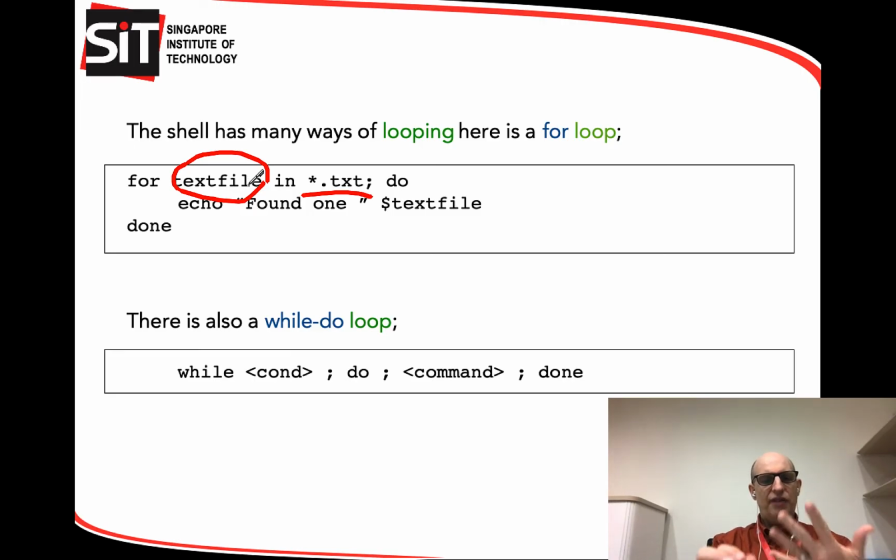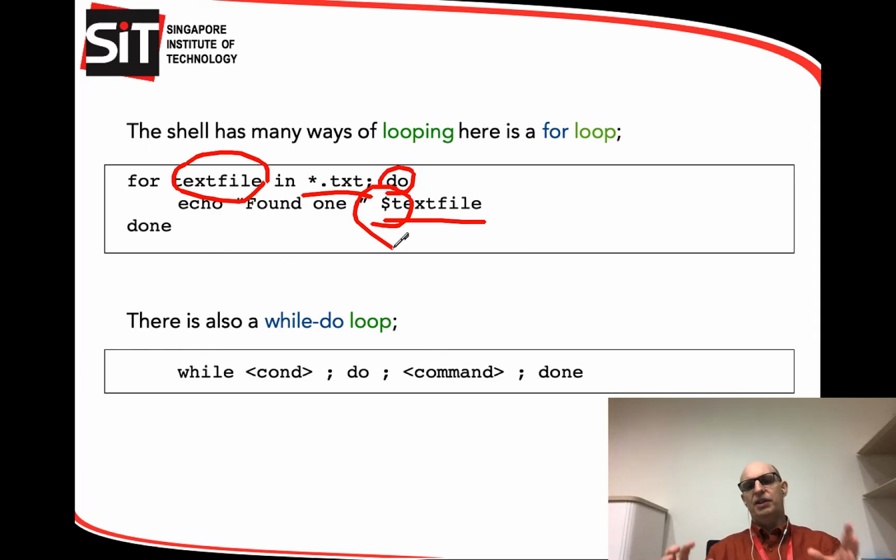So let's say there are 5 .txt files in your current directory. What this will do is print "found" and the name of the first file, and it will loop again, print the name of the second file, loop again, print the name of the third file, and so on. Each time around the loop, it assigns a new one of the things it's found to the variable textfile. And here we see the use of the $ symbol. The $ means the variable textfile. So when you want to read what the variable textfile contains, you put a $ in front of it.